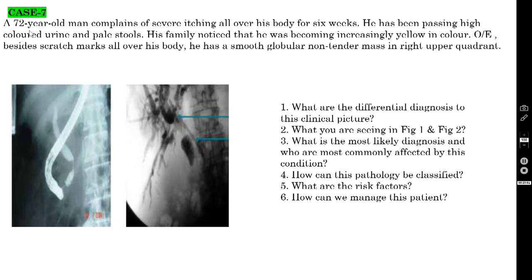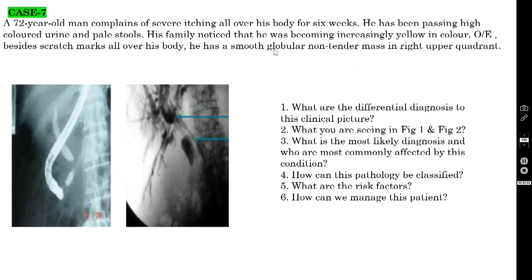Case number 7. A 72-year-old man complains of severe itching all over his body for 6 weeks. He has been passing high colored urine and pale colored stools. His family noticed that he was becoming increasingly yellow in color. On examination, besides scratch marks all over his body, he has a smooth, globular, non-tender mass in the right upper quadrant.